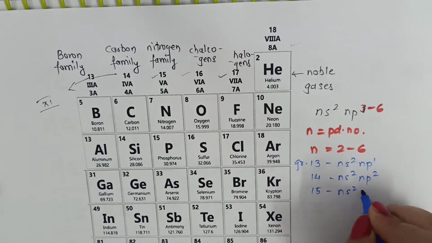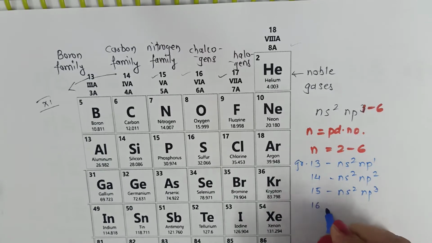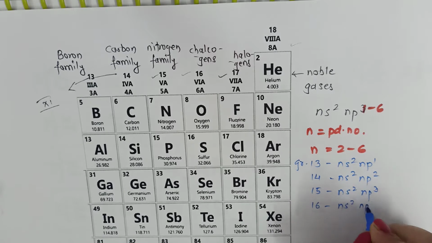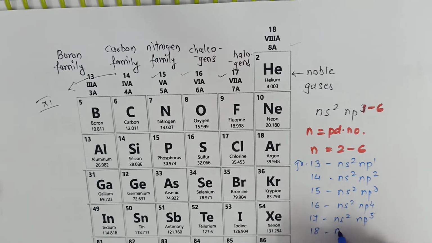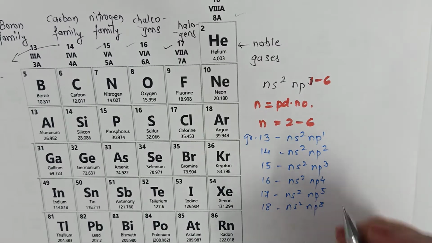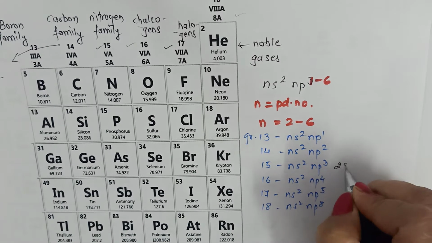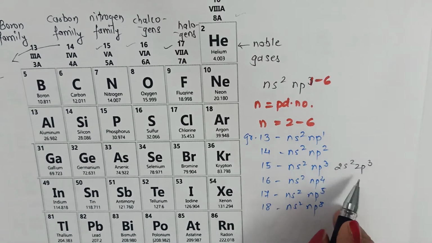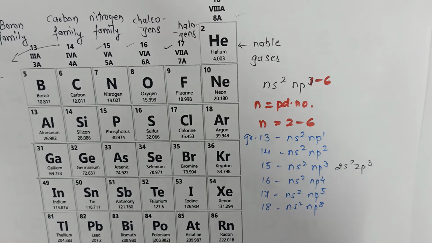Similarly, group 15, ns2 np3. 16, ns2 np4. And group number 17, ns2 np5. Group number 18, ns2 np6. This will be the general configurations of these groups. For example, nitrogen, it has the configuration 2s2 2p3 and it belongs to group 15.